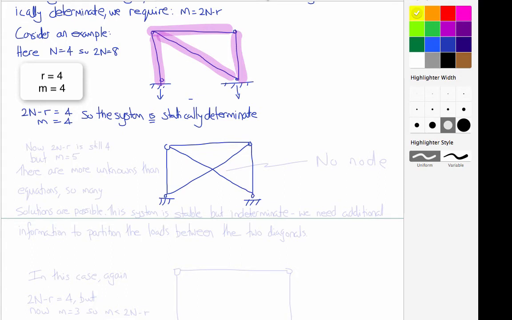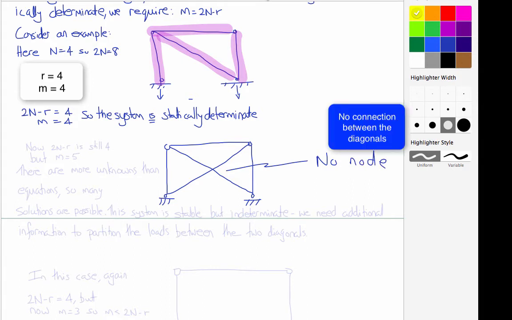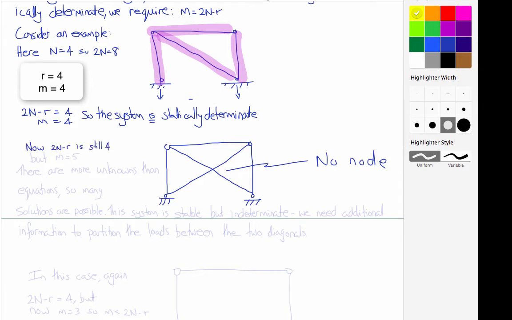So now let's consider a situation where we still have the same number of reactions and the same number of nodes, but we have an extra member, and notice as this second member crosses over, there's no node connecting that with the original diagonal. So now the only thing that's changed is we still have 2n minus r as 4 pieces of information, but we have 5 bars in which to solve for forces, and so there are more unknowns than there are equations to solve for them, with the result that this system is not statically determinate. It is static, but many solutions are possible.